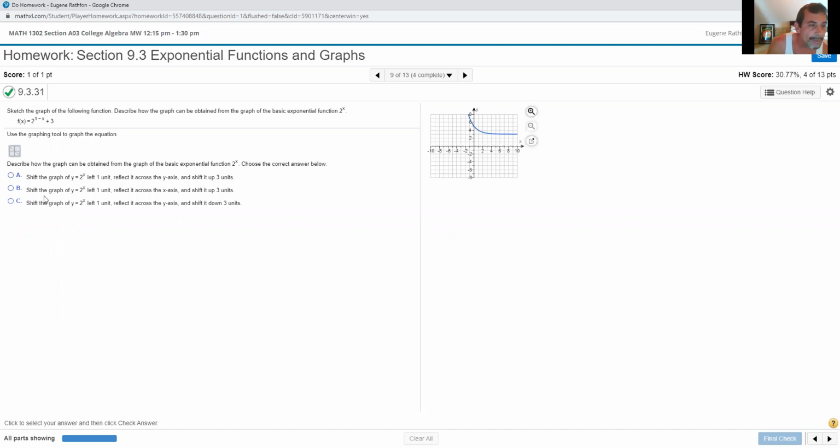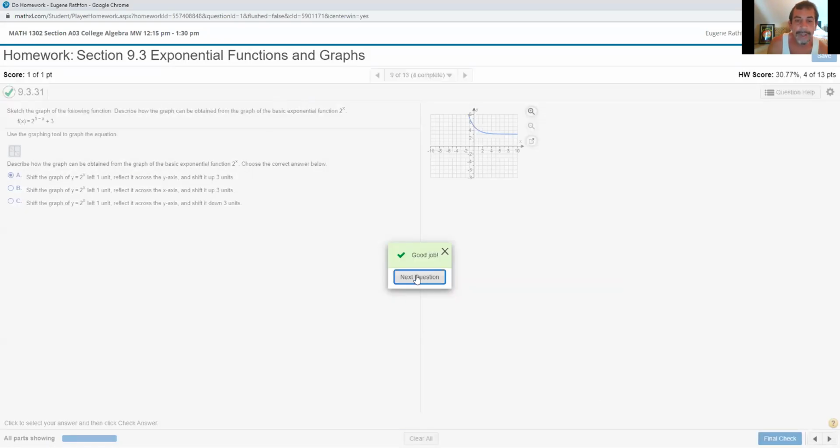So now they're wanting me to explain it. Okay, we started with 2 to the x. We went left 1 unit. So they all say left 1 unit. We reflected across the y. So the first one and the last one got the reflected across the y. And then we went up 3 units. This one says up 3 units, and then that one had down. So ours went up 3. So then hit enter and be done.